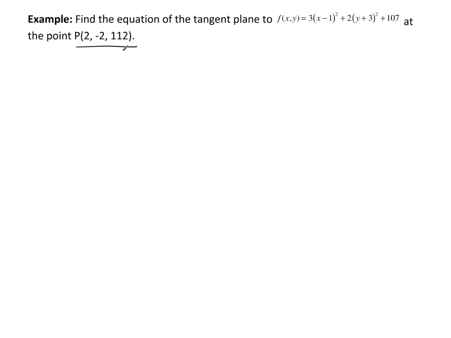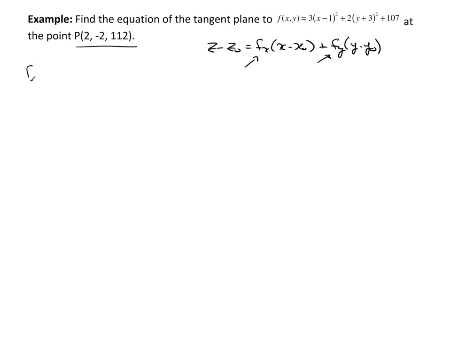because I know that this is going to have the form z minus z naught equals the partial with respect to x times x minus x naught, plus the partial with respect to y times y minus y naught. So I need to find these two partials right away.